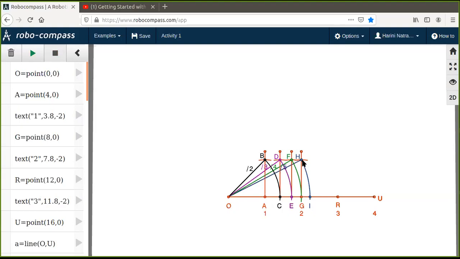So I hope you should be able to do this. Once again, I'll play the entire steps till root 5. I'll be showing it to you. You should take it forward.